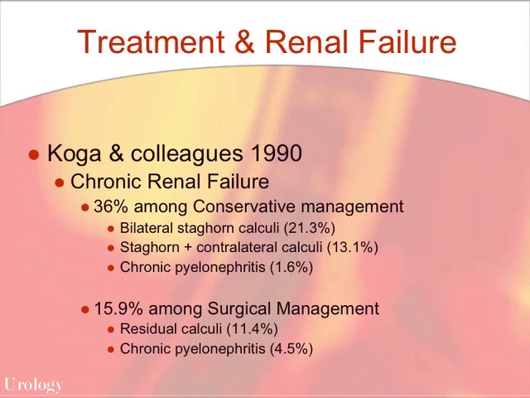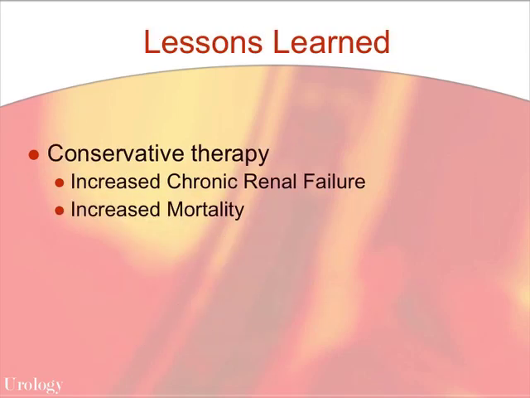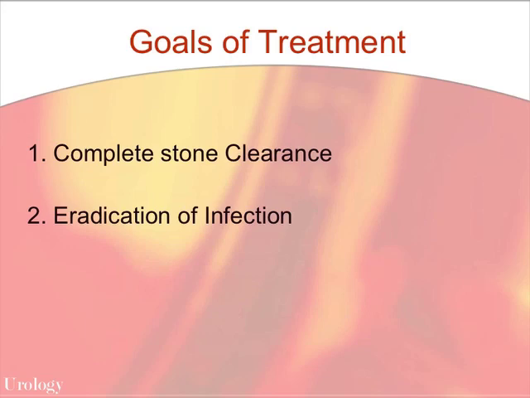The most common reasons for this renal failure were bilateral Staghorn stones, calculi in the contralateral kidney, and in a few cases for both the surgical and conservative management, chronic pyelonephritis was attributable to the renal failure. So what we've learned is that conservative therapy likely carries increased morbidity and mortality and increased rate of chronic renal failure. So there are 2 goals of therapy. One is complete stone clearance, and second is eradication of the infection.